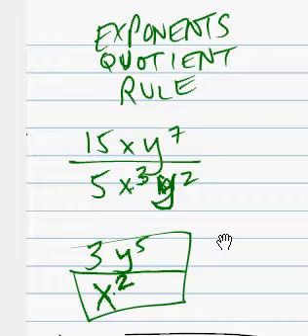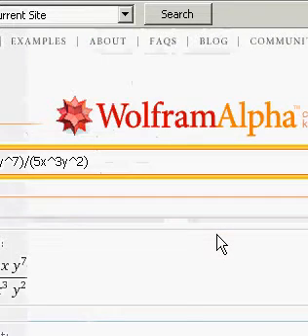So anytime your denominator is greater than your numerator in dealing with exponents, the value stays in the denominator. That's the solution. If there is a remainder, then it stays in the denominator, and Wolfram Alpha backs us up on that as well.